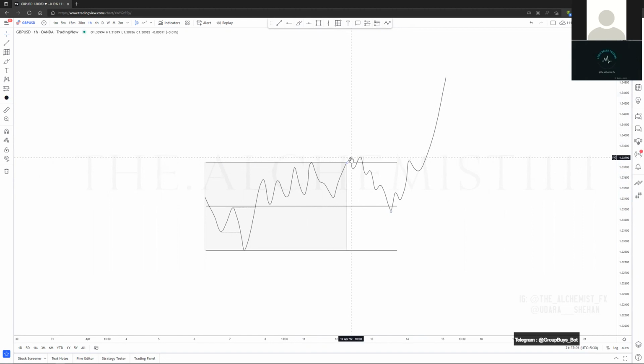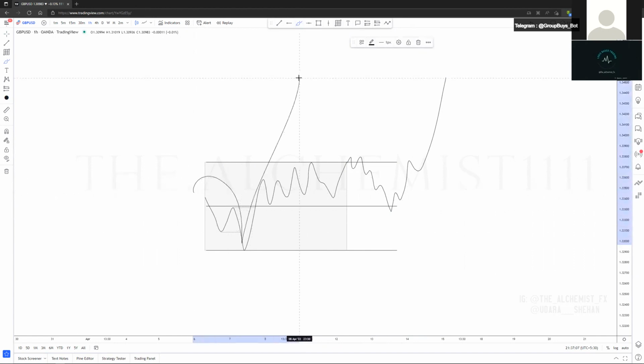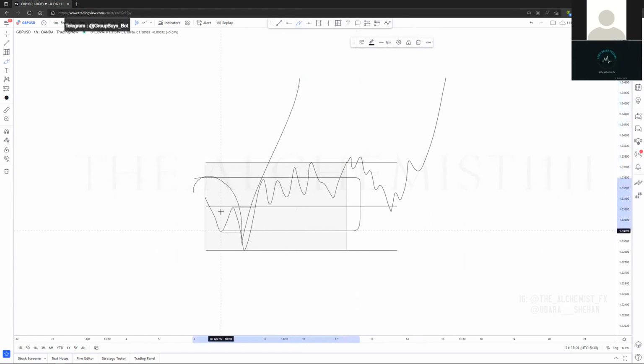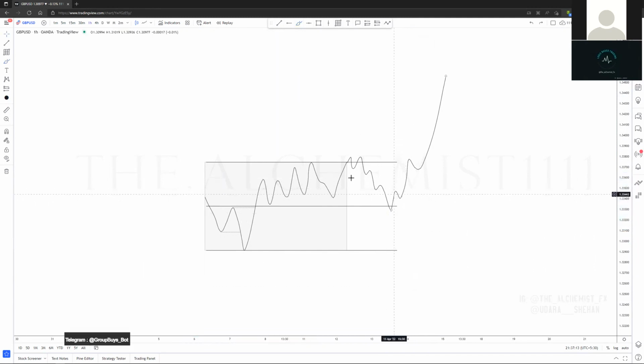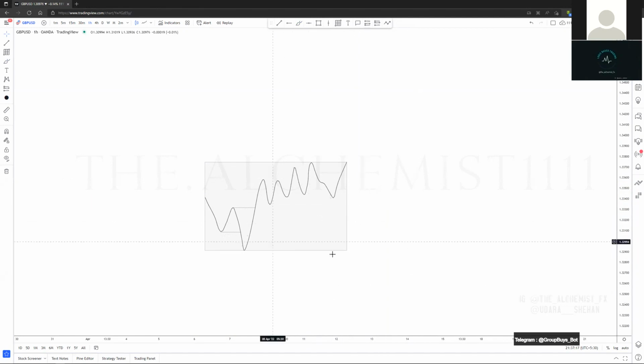That 4-hour candle, most probably, will turn into the last push down before the push up. So what is this? The order block, right? The 4-hour candle will turn into the order block. So London usually retraces back into that 4-hour candle and then goes back up. I will show you examples, don't worry.